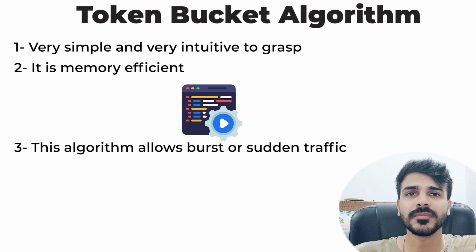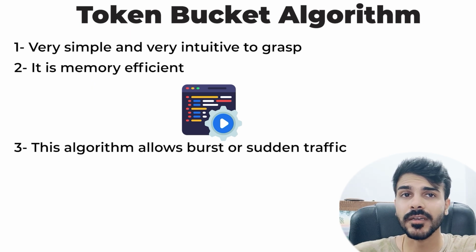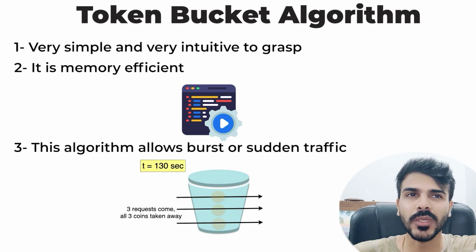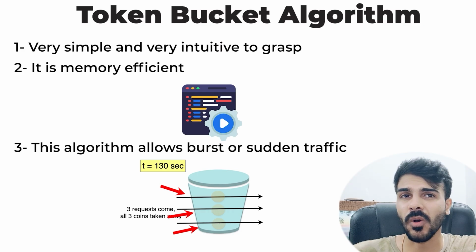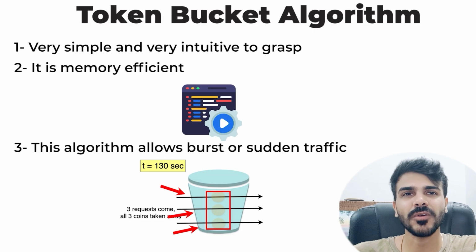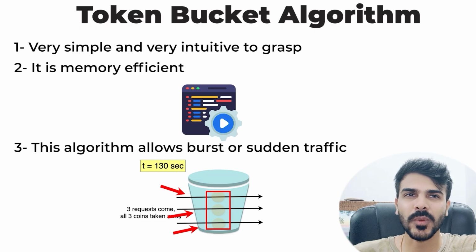Third, this algorithm allows burst or sudden traffic. You have already seen this. We have seen at t equal to 130 seconds, there were 3 simultaneous requests, and all 3 were allowed because our bucket had a sufficient number of coins to allow them. So this algorithm would be able to handle bursts of traffic or sudden increases in traffic, which actually happens in reality sometimes.